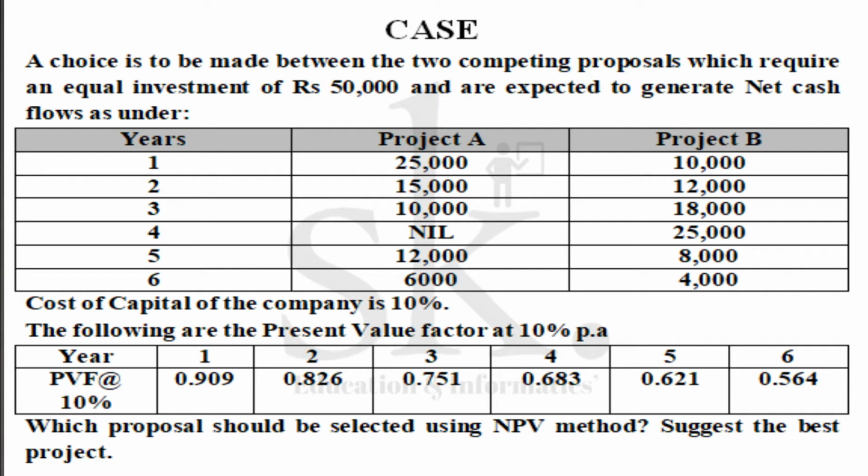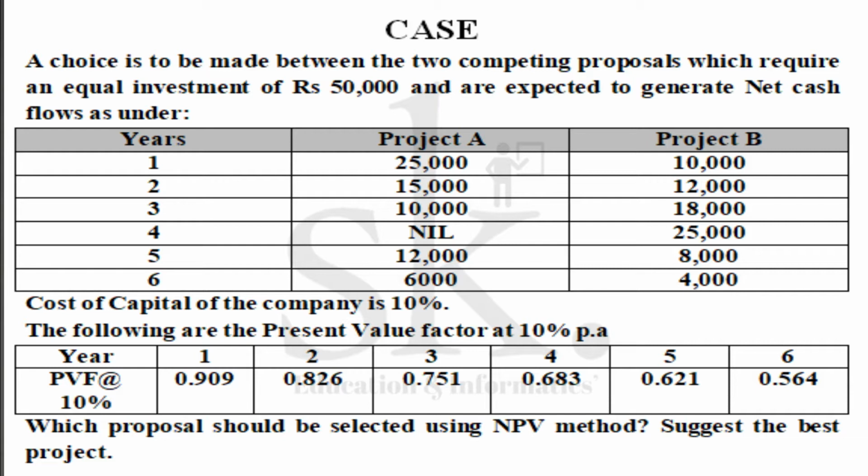The following are the present value factors at 10% per annum. So the rate with reference to the 10% discounting rate has been provided. Our objective will be that the return should be higher than the cost of capital of 10%. Now this we are going to discuss while we do internal rate of return in the next part. Today we are required to solve this problem under the NPV method, and we have been asked which proposal should be selected using the NPV method, suggest the best project.